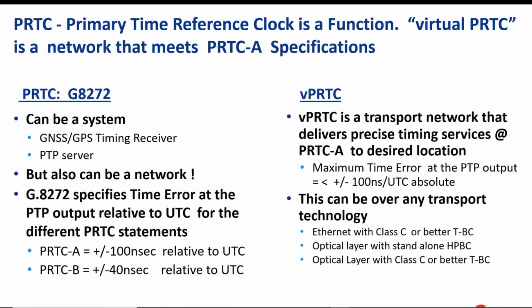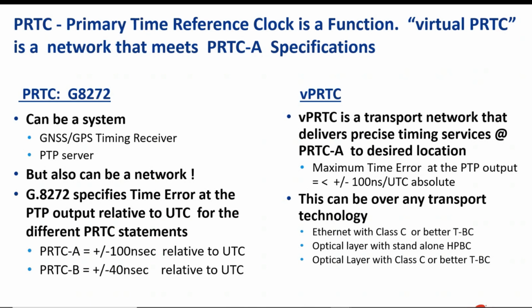A primary reference time clock is a function. It is the ITU standard G.8272. So a PRTC can be a system. It can be a GNSS and GPS timing receiver that also has PTP server capability built into the product. But it can also be a network.